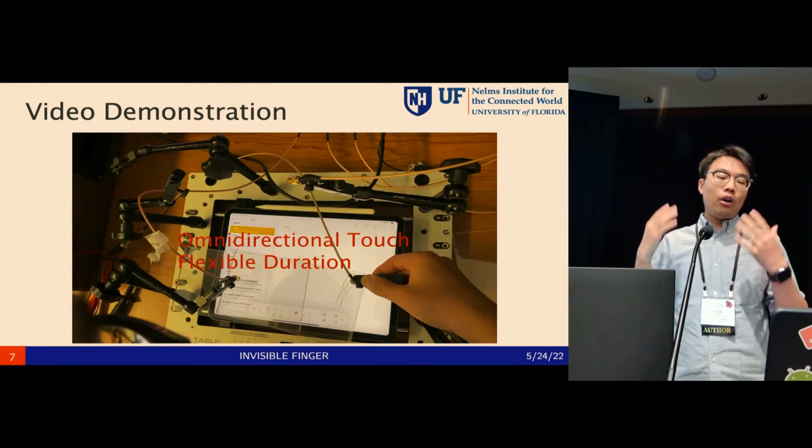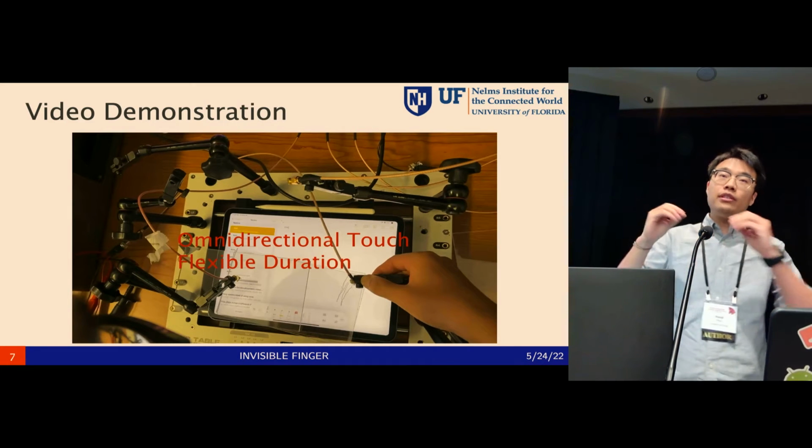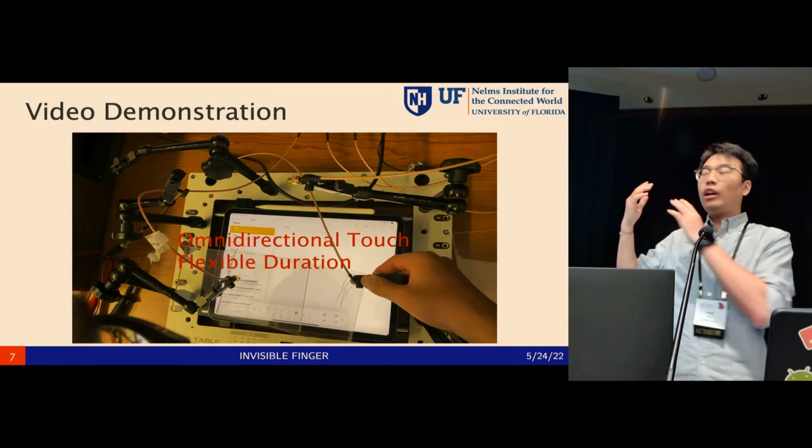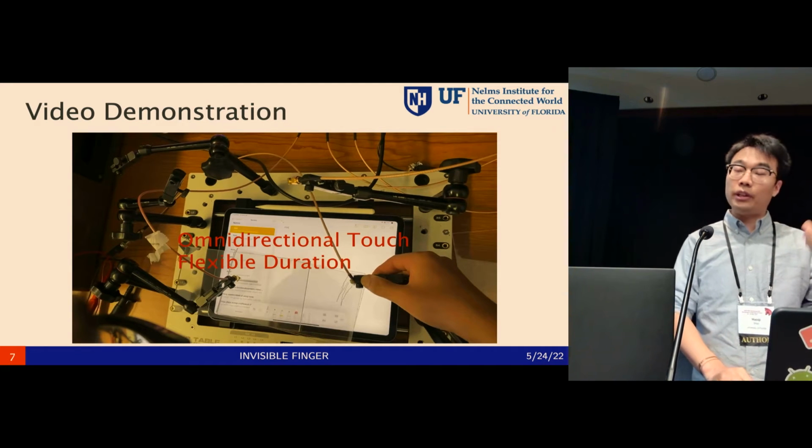You can also notice that there are 3 acrylic sheets between the antennas and our target device. So you can see the attack is launched remotely, from a distance.